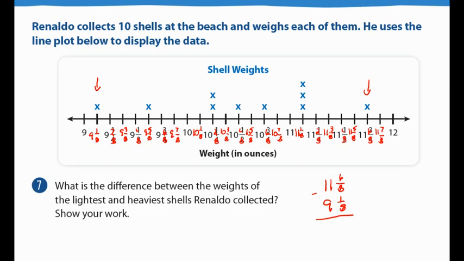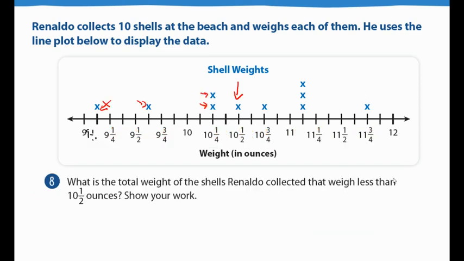So let's go ahead and subtract those. I have 11 and 6/8 minus 9 and 1/8. 6 minus 1 is 5/8. 11 minus 9 is 2. So 2 and 5/8 would be my answer. And let's go ahead and go to the next one.